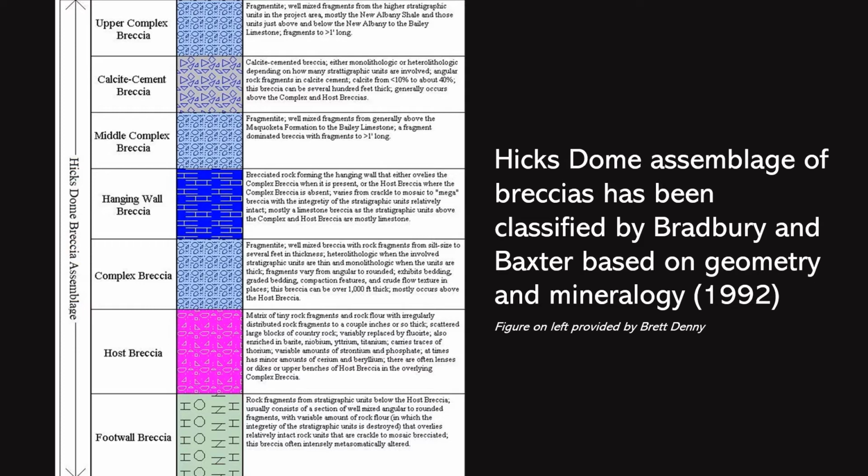Bradbury and Baxter classified these 7 units into one of 3 categories in 1992, either as shatter, vent, or carbonatitic, on the basis of geometry and mineralogy. While there are nuanced differences in their creation, all 3 types generally originated from that first explosive activity from the calc-alkaline magma at depth. The breccia that we studied is classified as shatter breccia and represents the host and footwall units. These rocks are characterized by a mix of rock fragments and rock flour matrix with variable fluoritization.